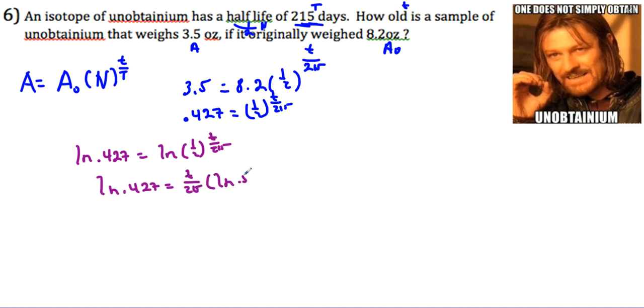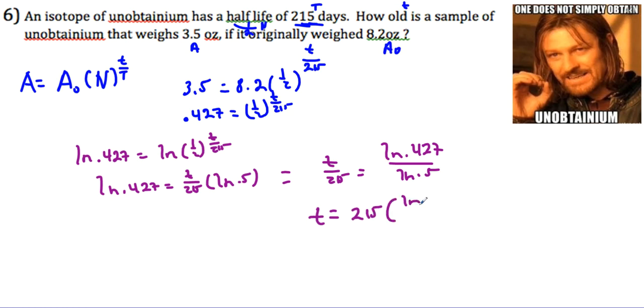0.5. It's easier to put in the calculator. So you can see where I'm going now. I'm going to divide by ln 0.5. So this is nothing more than t over 215 is equal to ln 0.427 over ln 0.5. Get that out of the denominator by multiplying, so you have t is equal to 215 times whatever this is going to be in the calculator.